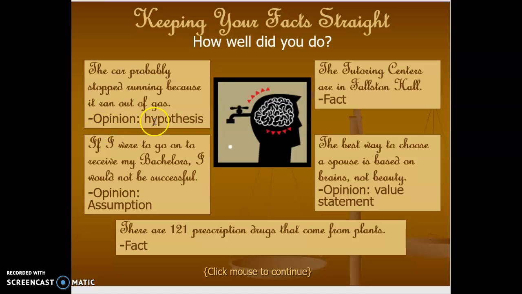So "the car probably stopped" is an opinion. It's a hypothesis. "If I were to go on to receive my bachelor's" is an opinion, it's an assumption. "There are 121 prescription drugs." That's a fact. We can prove that with science. "The tutoring centers are in Falston Hall." That's a fact. We could prove that by traveling there. Or "the best way to choose a spouse" is an opinion because that's a value statement. How'd you do?